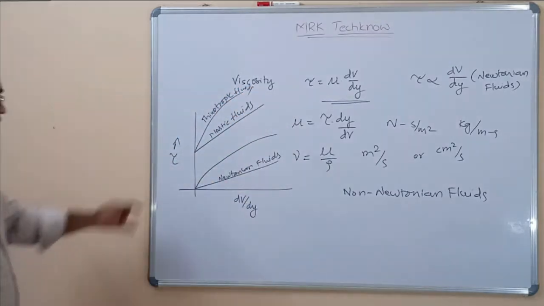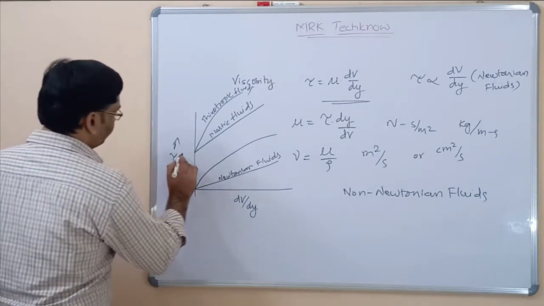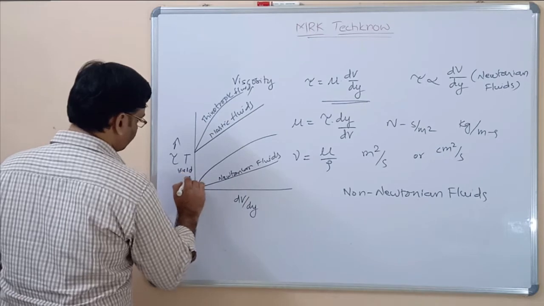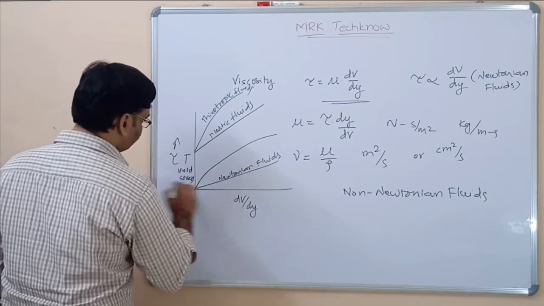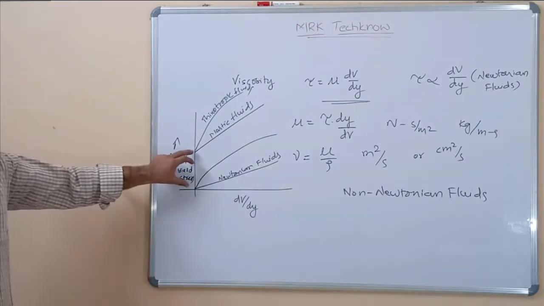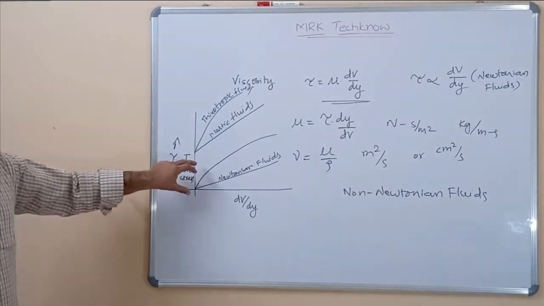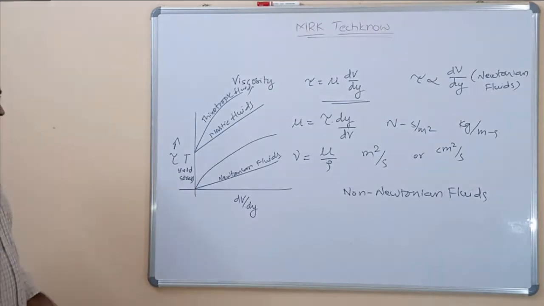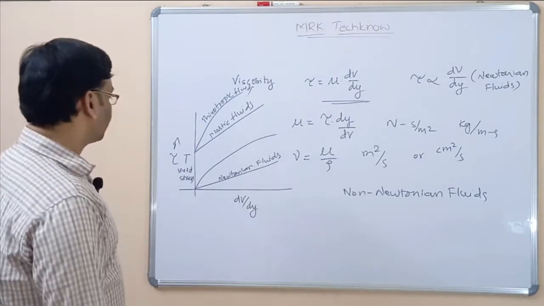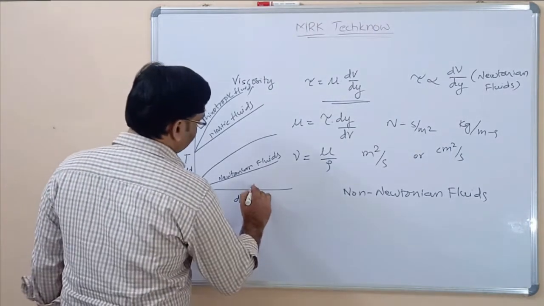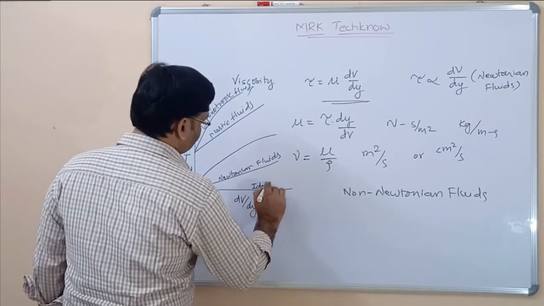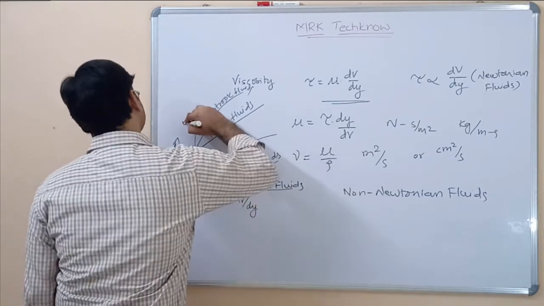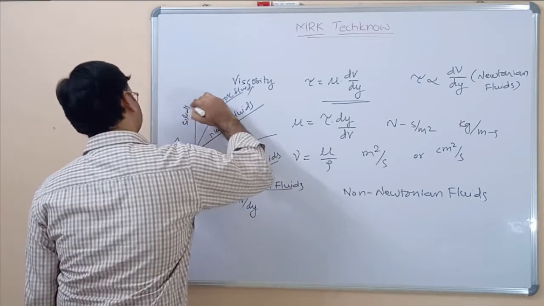For plastic fluids, you need some minimum stress, which we call yield stress, in order to create a deformation. For plastic fluids, unless you reach the point of yield stress, they will not show any velocity gradient. And here the ideal fluid category exactly exists on the x-axis, and the solids exist on the y-axis.